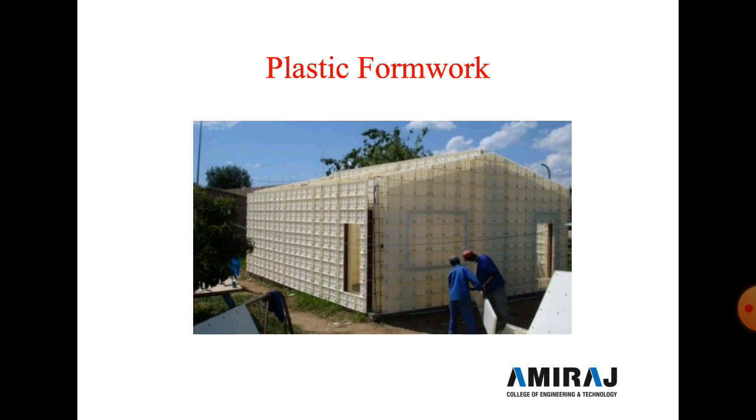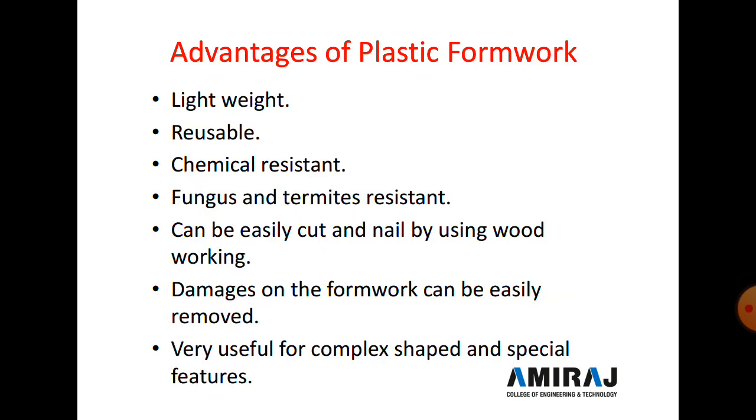Now the next type of formwork is plastic formwork. This type of formwork is not generally in use, because it's a costly type of formwork. Here are some of the advantages of plastic formwork: light in weight, reusable, chemical resistant, fungus and termite resistant, because no fungus affects plastic formwork. It can be easily cut and nailed using woodworking tools. Damage on the formwork can be easily repaired, and it's very useful for complex shapes and special features.